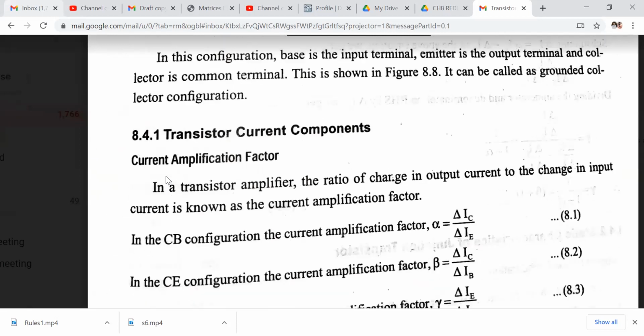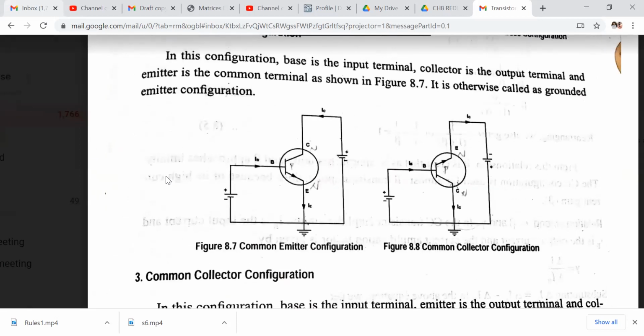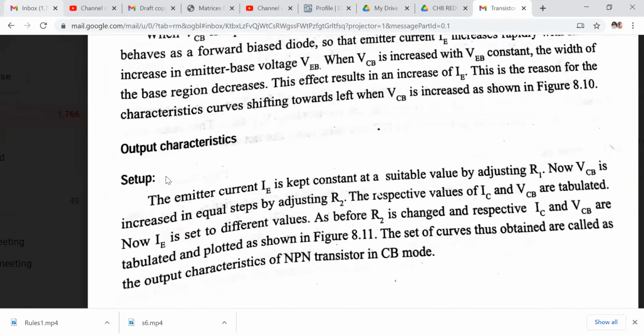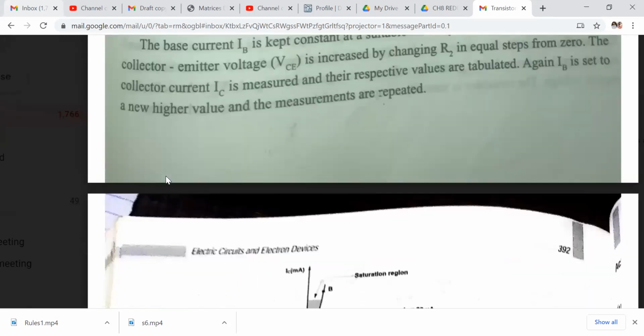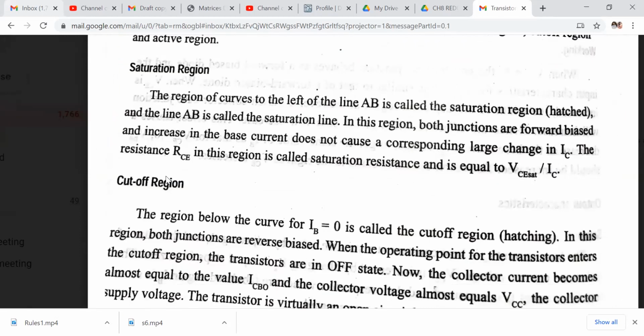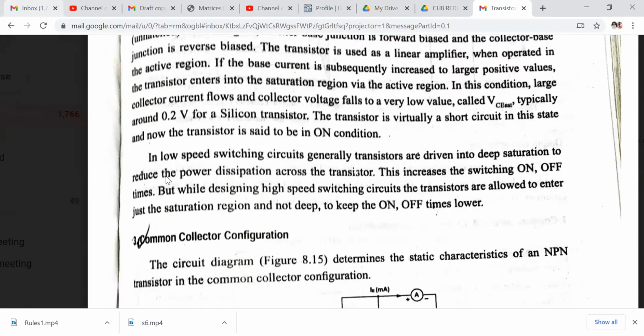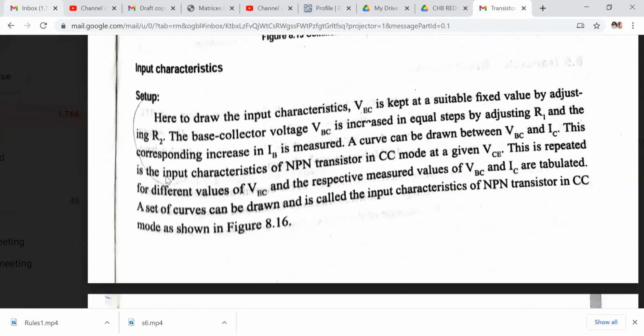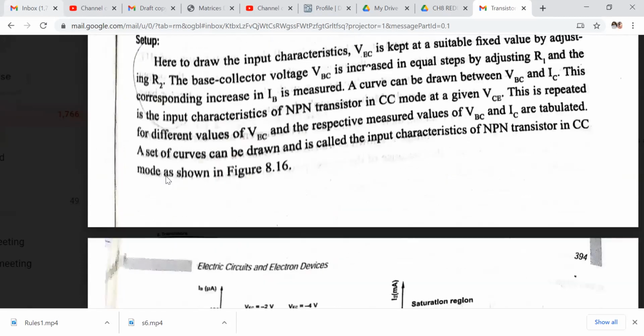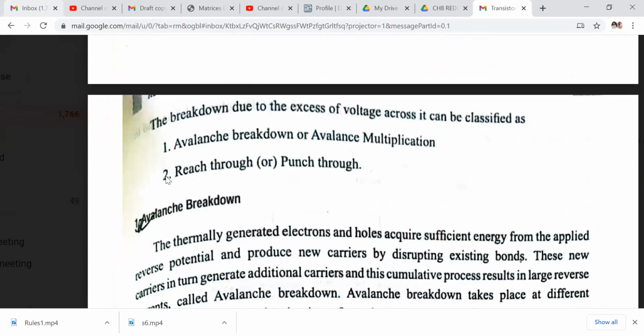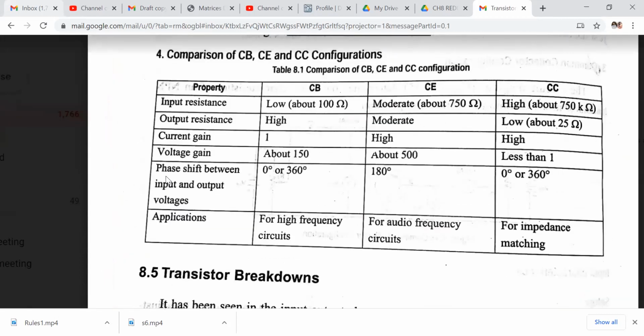Understand that in common base, the base is grounded. Common emitter, the emitter is grounded. Common collector, the collector is grounded. That's how we learn diagrams. And as you said in the first, point by point, the cutoff region, saturation region, everything is same for everything. That won't change at all. Then with this table, you should draw. This is a must draw table.